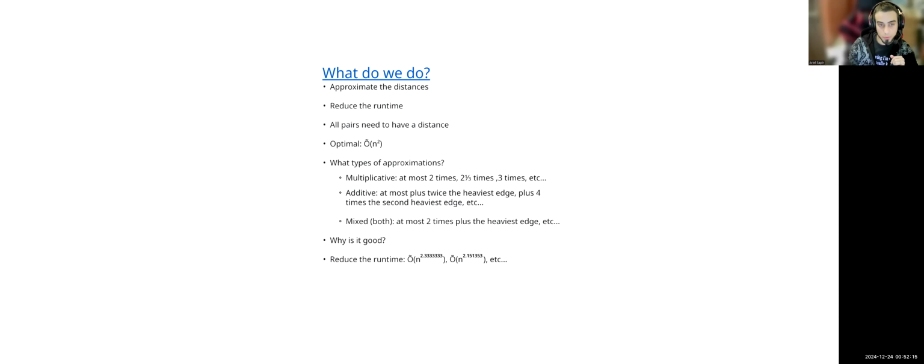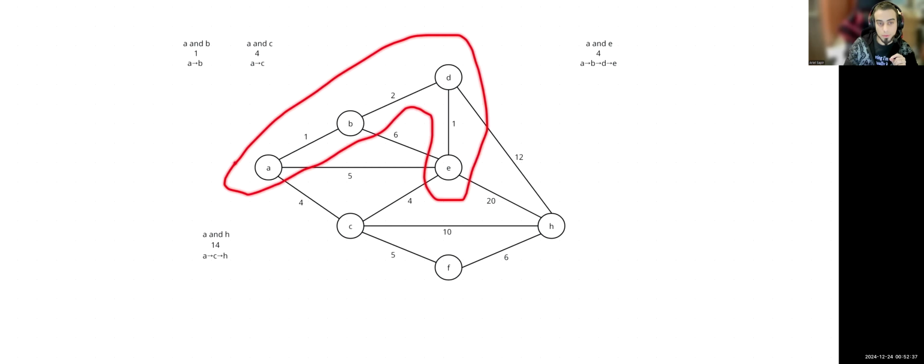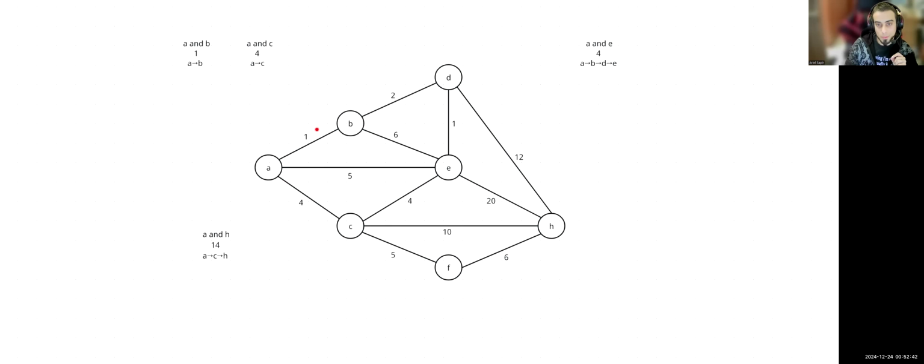For example, here we have a small graph where the distance from A to B is simply a single edge AB with the weight of 1. However, the distance for A and E is a larger path, but the weight is still 4. So if we retrieve the distance here with a certain error of up to the heaviest edge, that would be an error of at most 2. But if we look at, for example, A to H, here retrieving the distance up to a certain error of the heaviest edge would be at most 10.